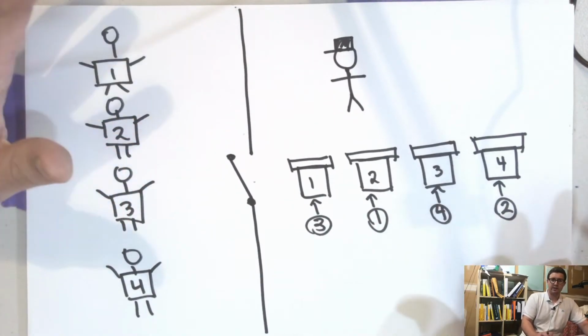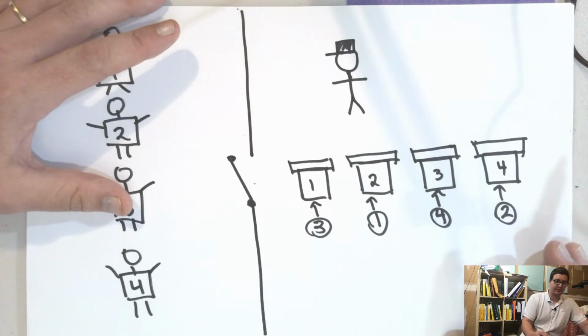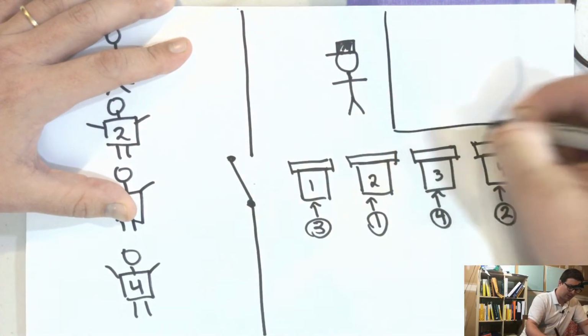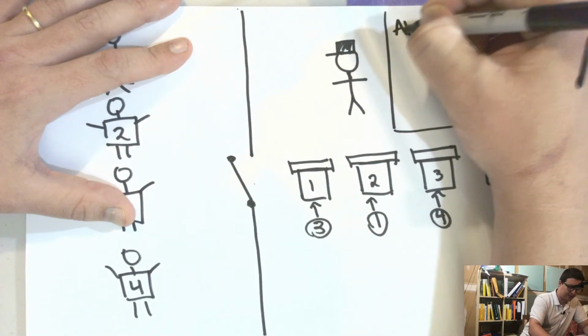The hint is that they can't find a perfect strategy, but they can find a strategy that works about 30% of the time, which is much better than what they would do randomly. Let's think about what would happen if they picked at random.